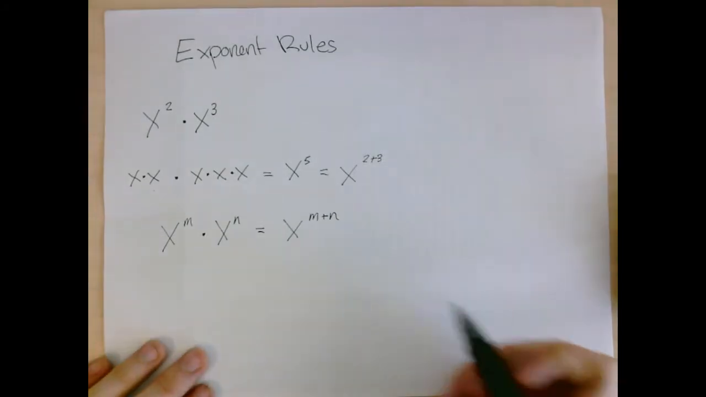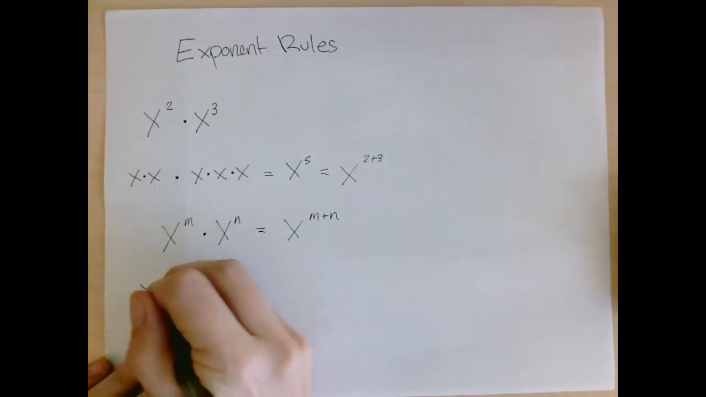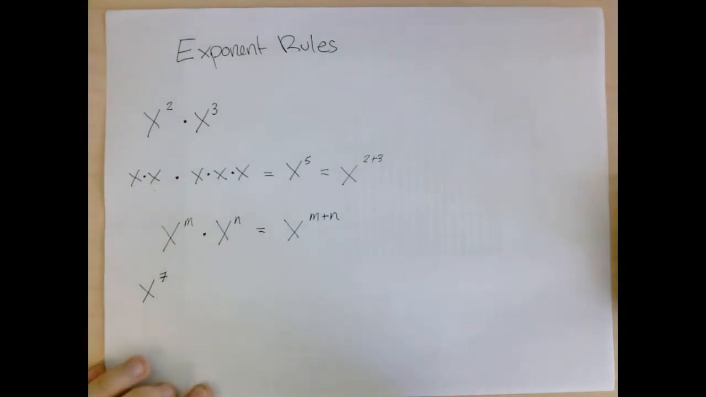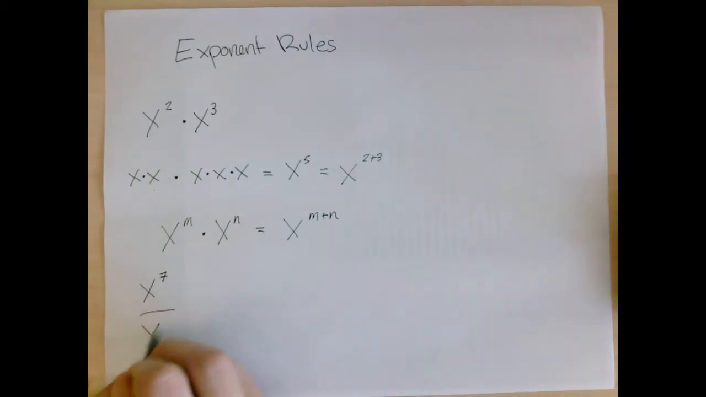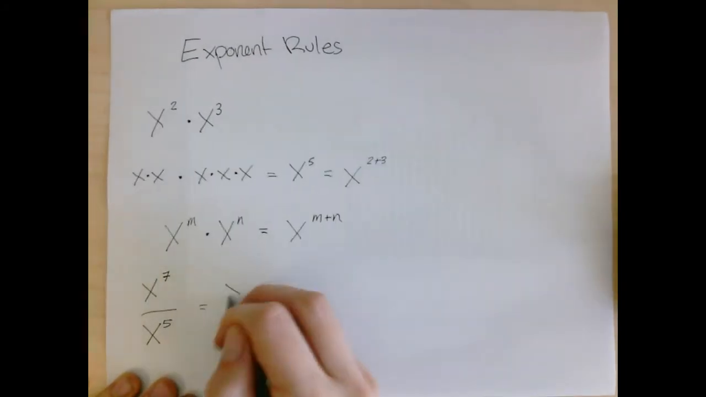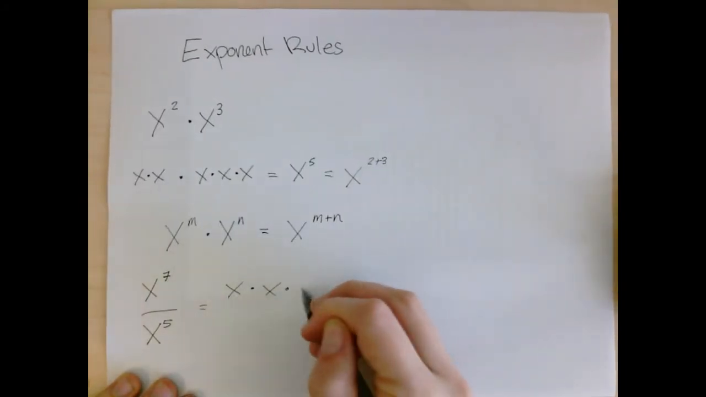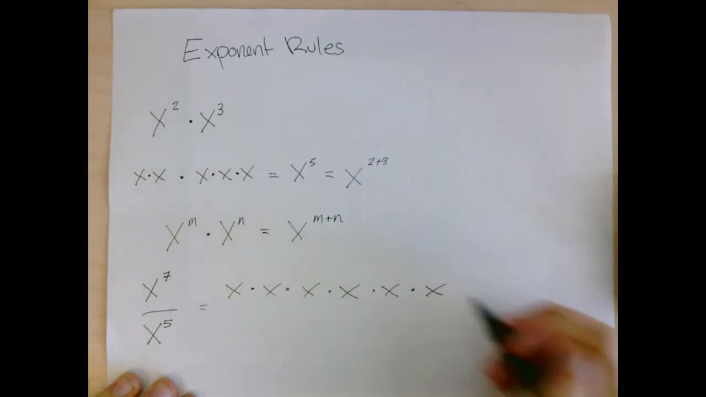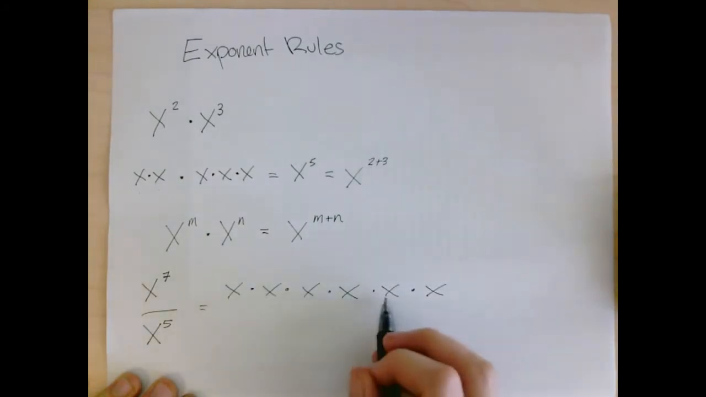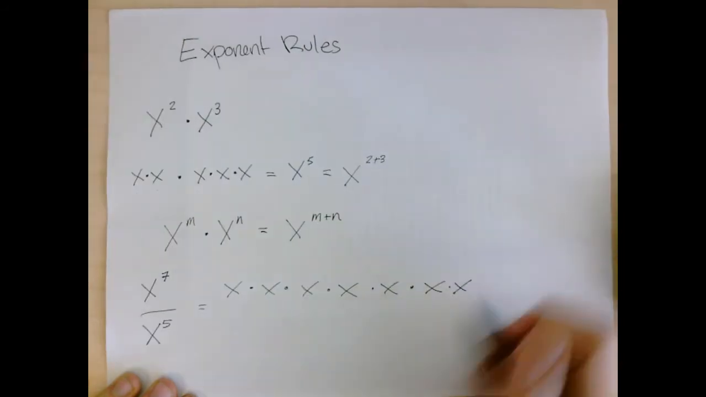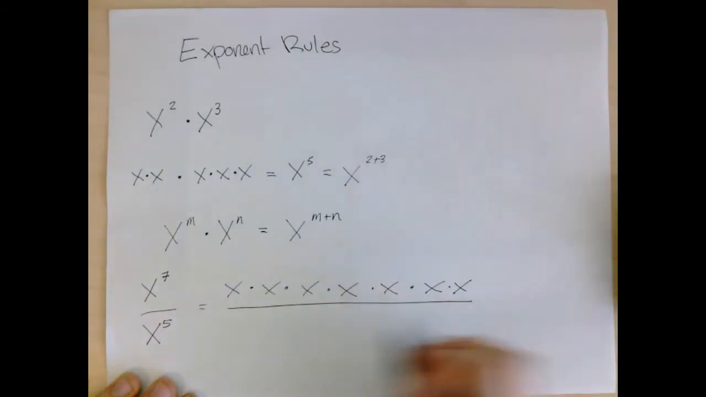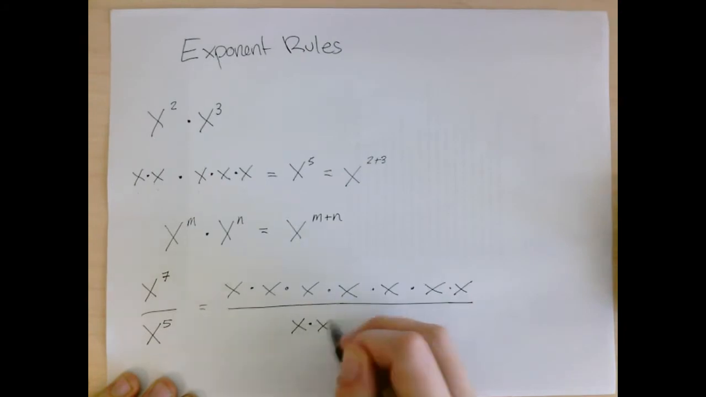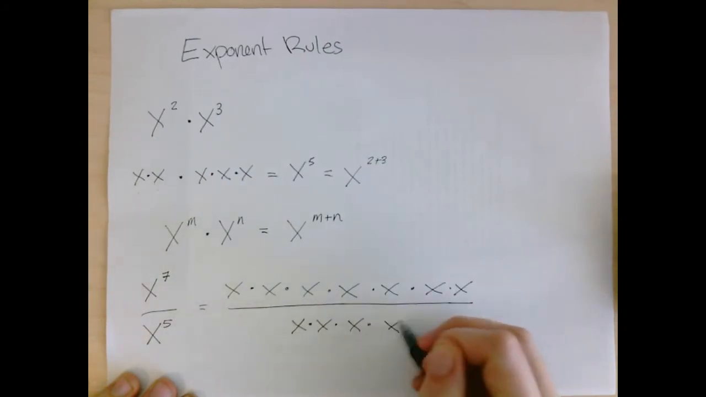Now, the rule of division. If I have x to the 7th over x to the 5th, what do I have? X times x times x times x times x times x times x, 1, 2, 3, 4, 5, 6, 7, all over x times x times x times x times x.